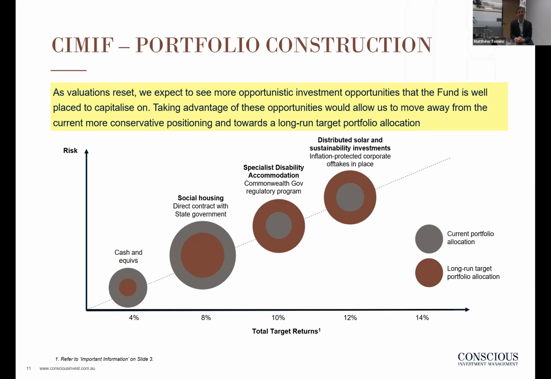Where grey circles are bigger than brown circles, that means we're overweight, so there's more in the grey. When grey circles are smaller than brown circles, that means we're underweight that particular area. What comes through visually in this chart is that the portfolio is biased towards more defensive, low risk, low returning investments relative to the long run target. People will recall that the fund targets 7 to 11% over the long term.